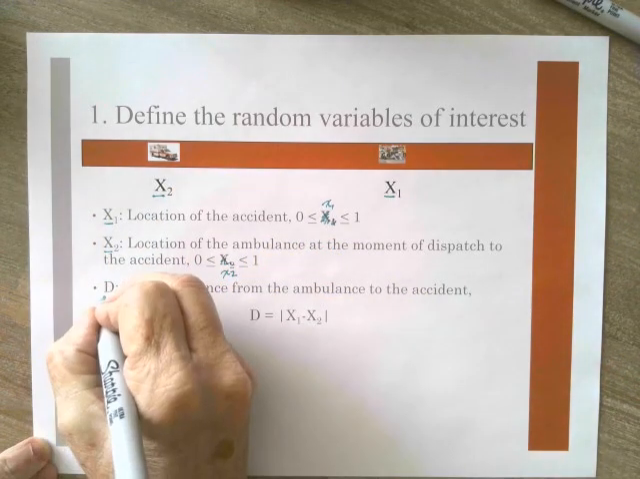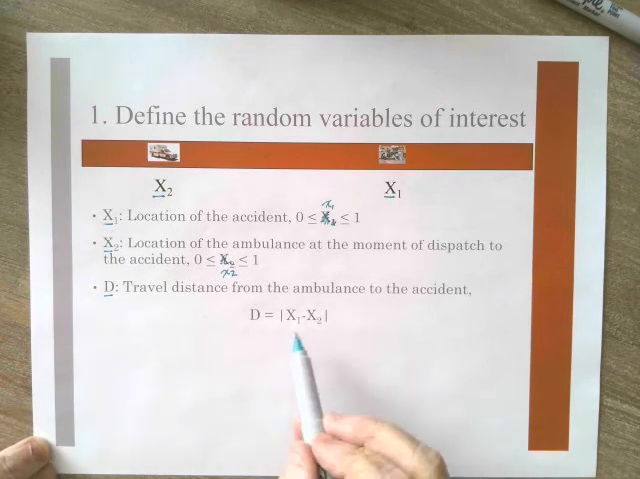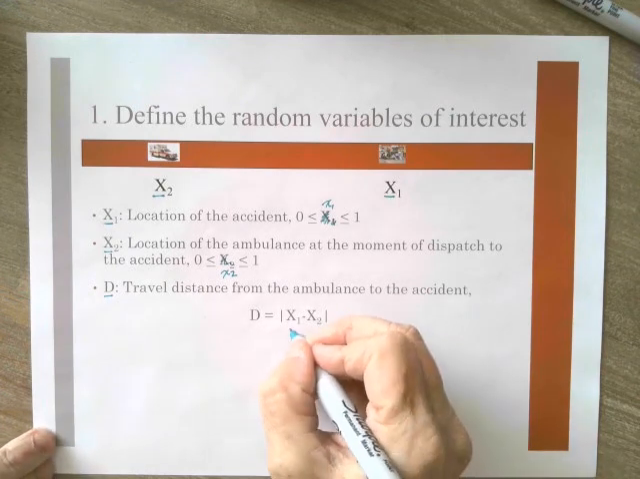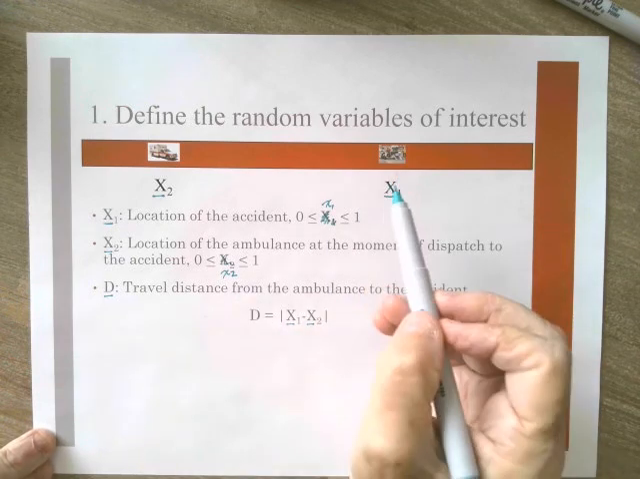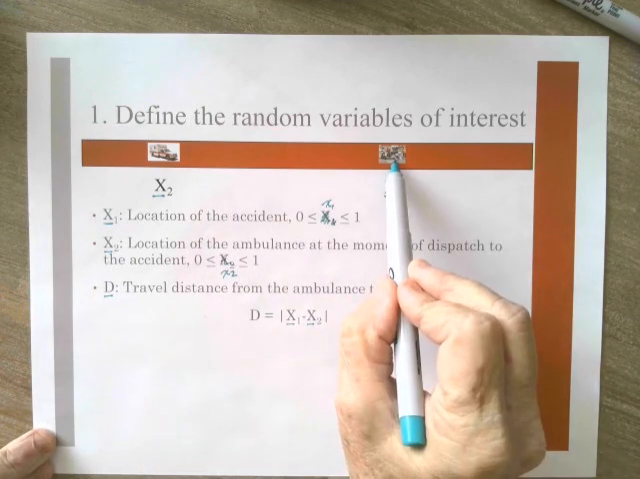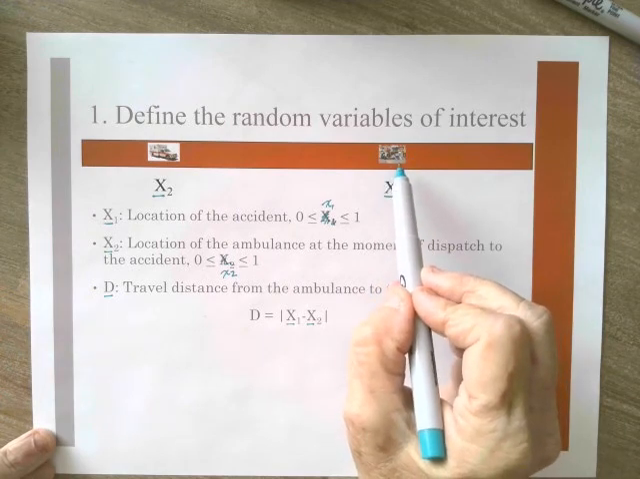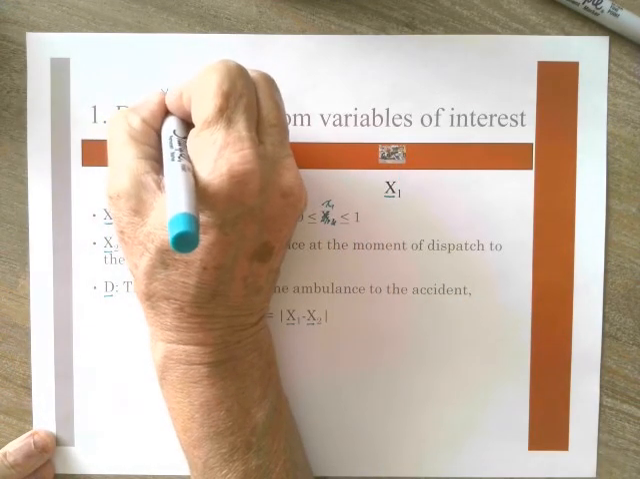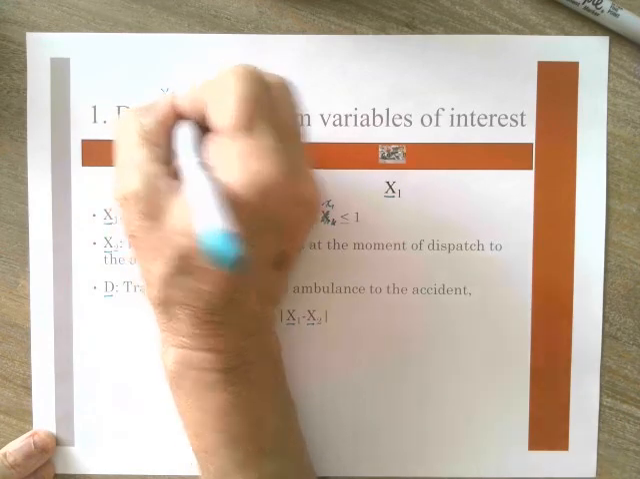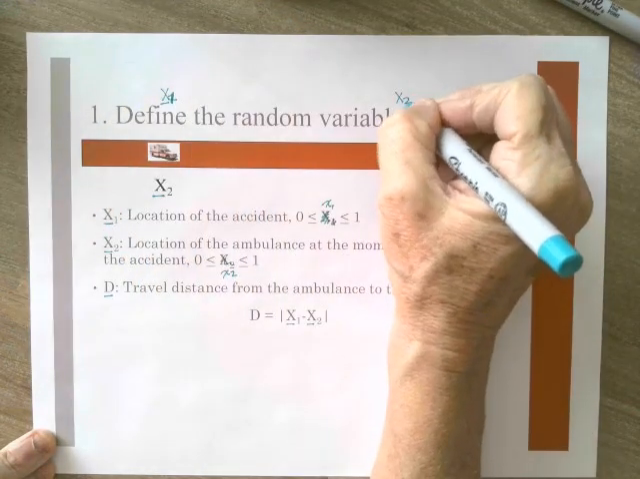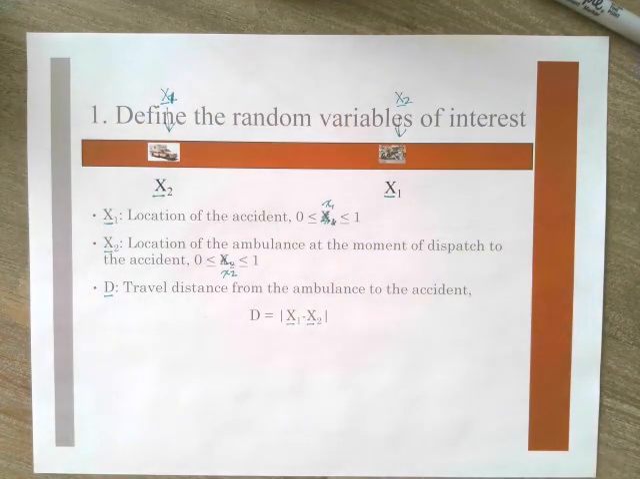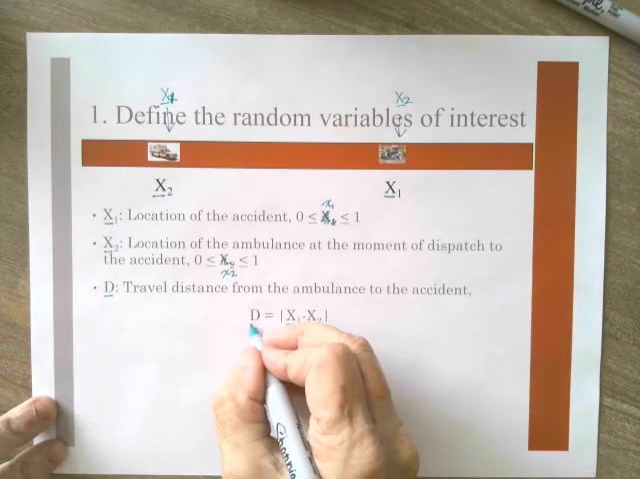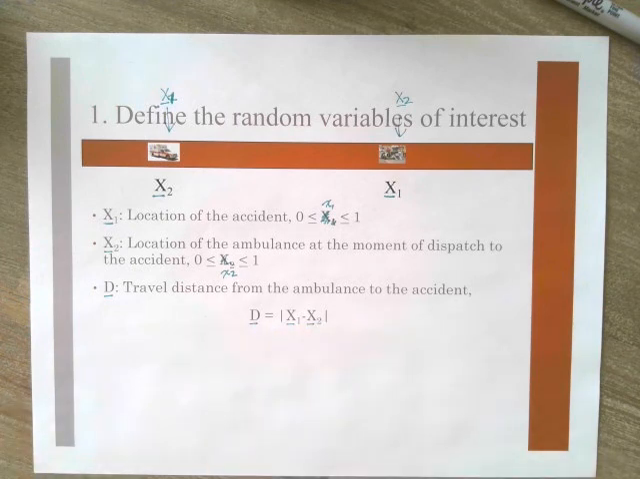And then D, the travel distance between the two, that's going to be the absolute value between x1 and x2. Now, why is that? That's because it's possible that the actual accident here, which is x1, could be over here. So we certainly could have x1 over here, and we could have x2 over here. So if we're looking for the distance between them, distance is going to be positive, so I want the absolute value of the distance.